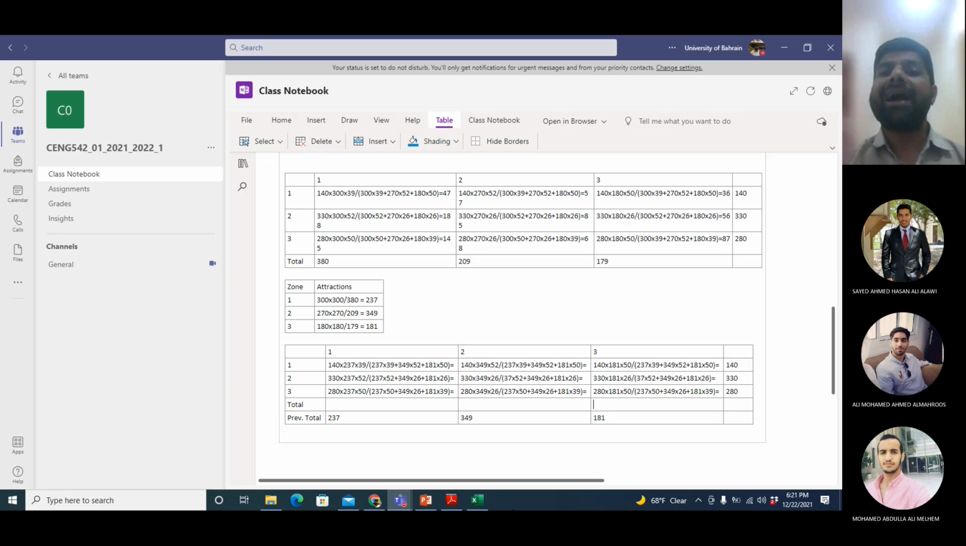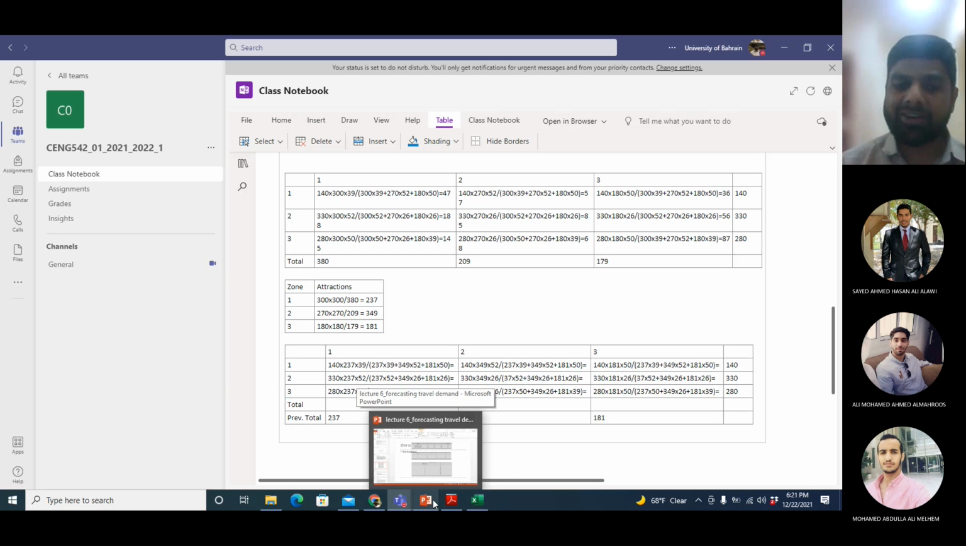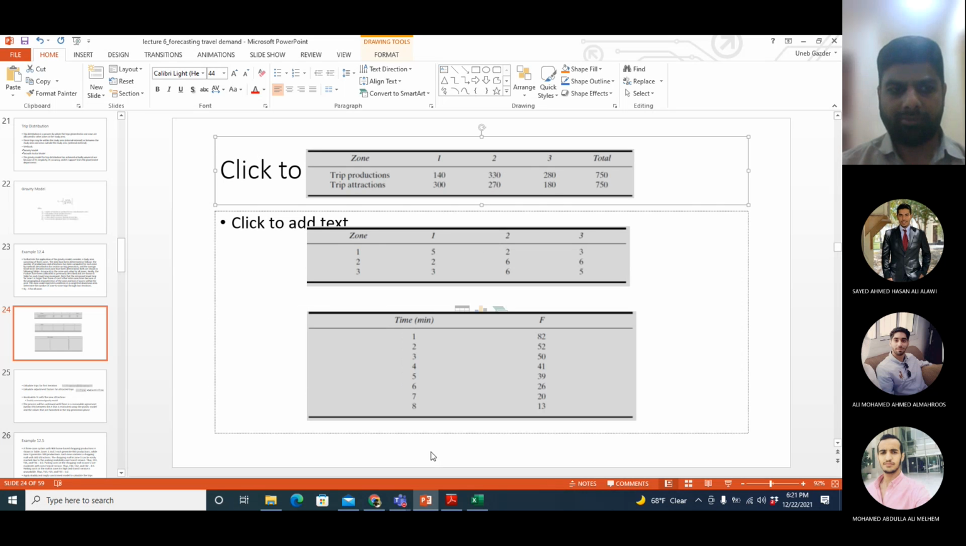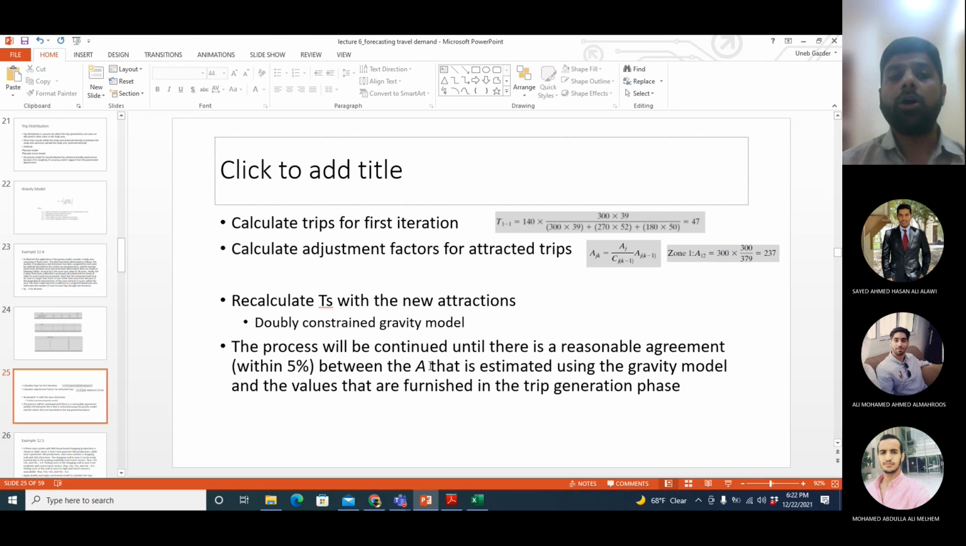So the iteration should continue until the previous attraction and the new attraction are exactly the same. You can recalculate the values and see how close they are coming. With each iteration, they should be coming closer. Now, practically, like I said, in this question you stop after the second iteration. But practically, when will you stop? You should stop when the difference between the previous attractions and the new attractions is 5% or less.